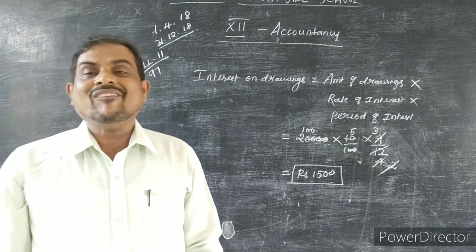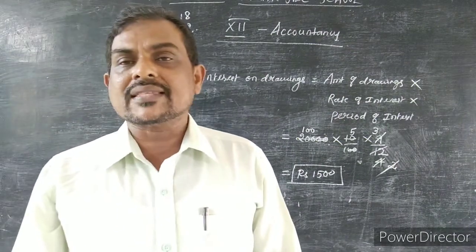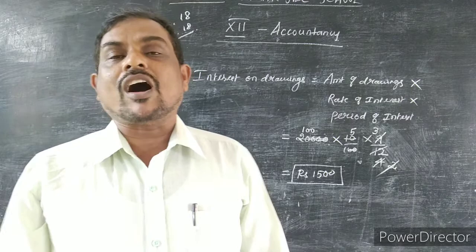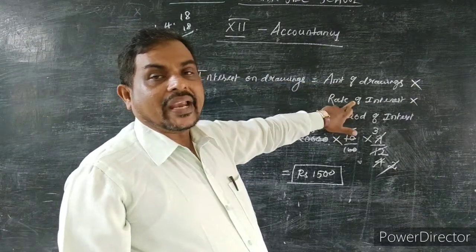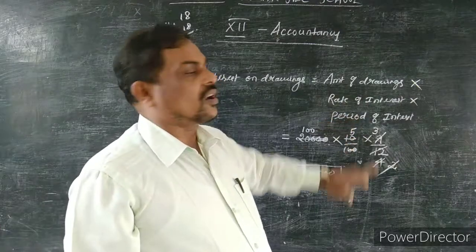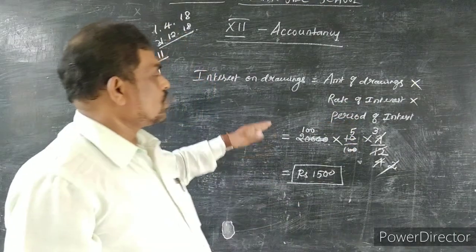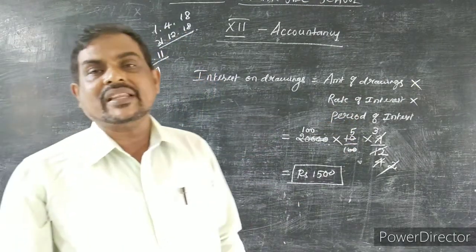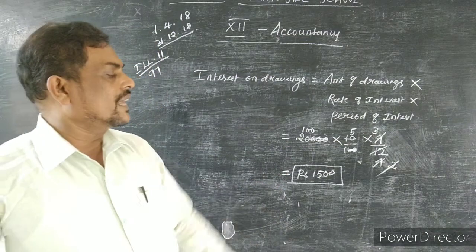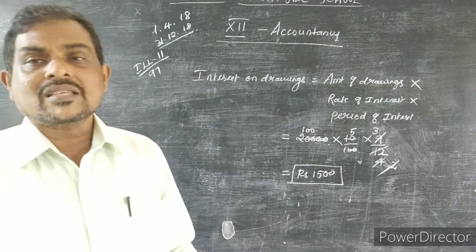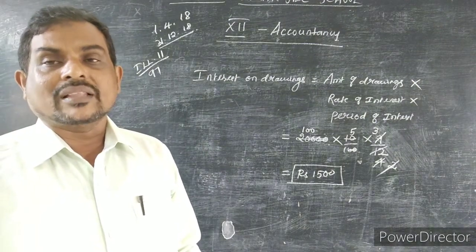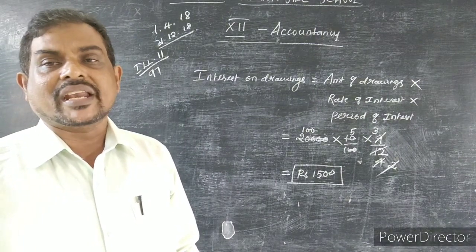Understood? So while we are calculating interest on drawings under the direct method, the formula is amount of drawings into rate of interest into period of interest. Okay, so by this way only we have to calculate the interest on drawings. So here the interest on drawings is 1,500. For this we have to pass the adjusting entry and transfer entry.